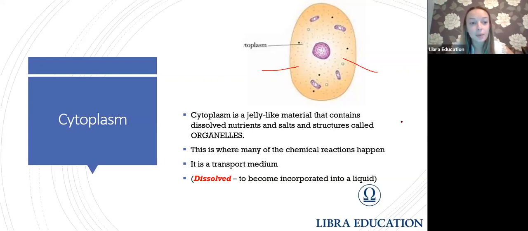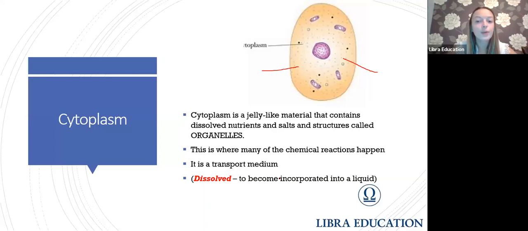So this is actually where many of the chemical reactions that the cell will carry out take place, mainly because obviously they contain the nutrients needed for many of these reactions. It's also a transport medium. What a transport medium means is, for example, the blood is also a transport medium. It means that it's a way that we can transport or move nutrients and important substances around the body.